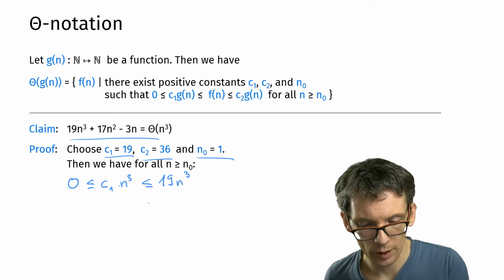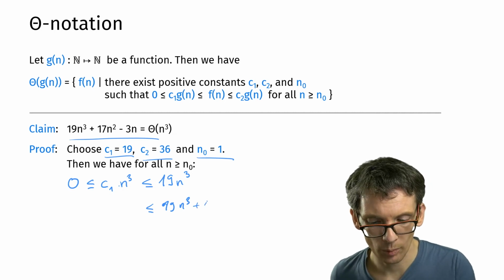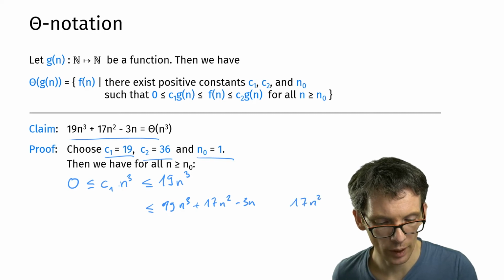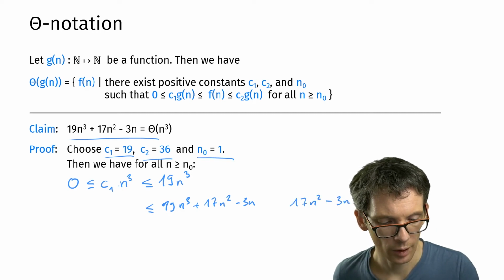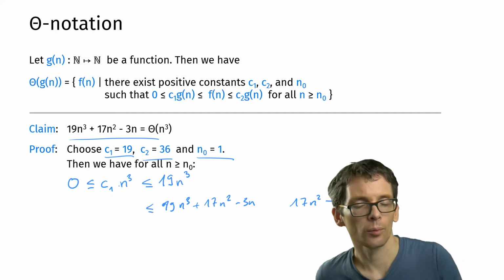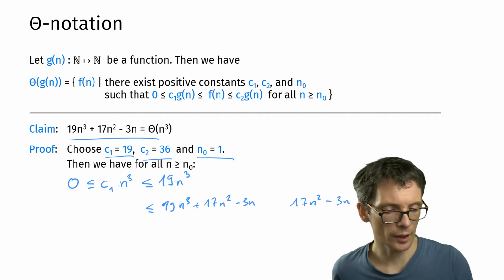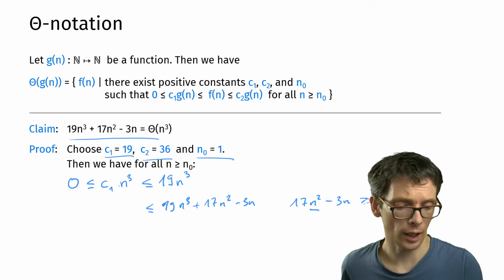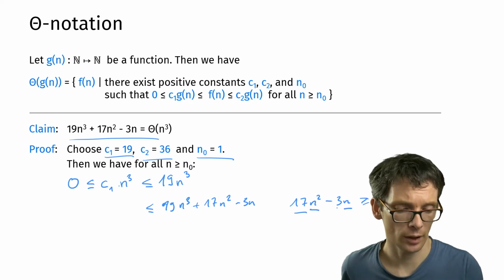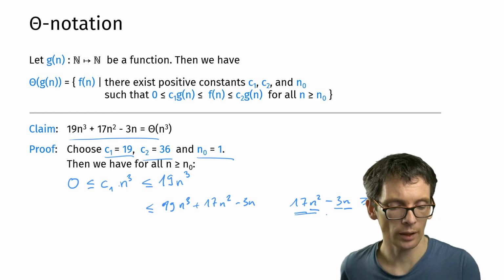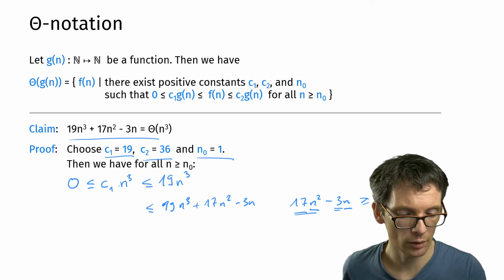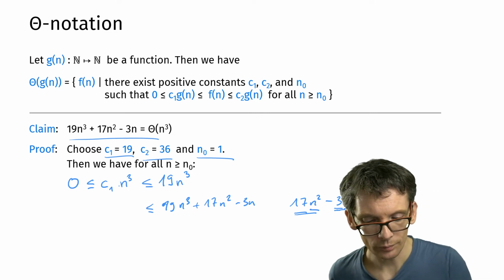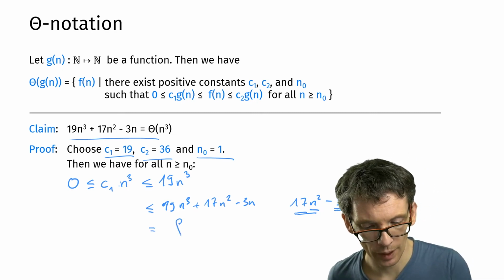And now this is smaller or equal 19 n cubed plus those remaining terms. Why is that the case? Because 17n squared minus 3n is positive for all n. You can see that by the fact that n squared is larger or equal n, and 17 is larger than 3, so 17n squared is larger than 3n. But that is already f of n.